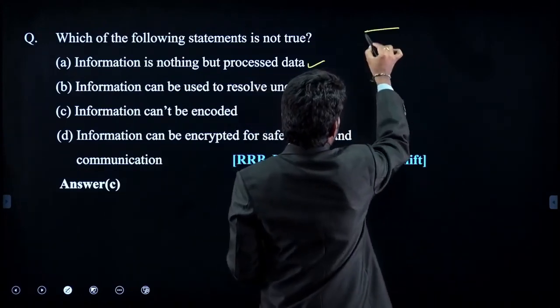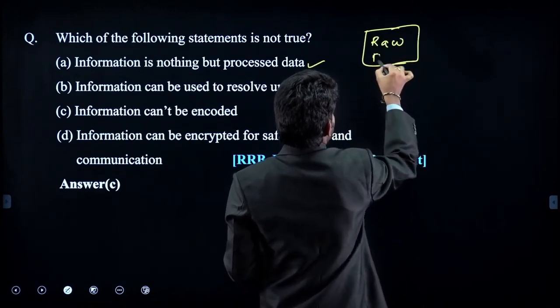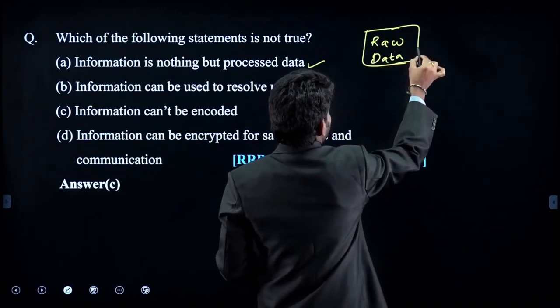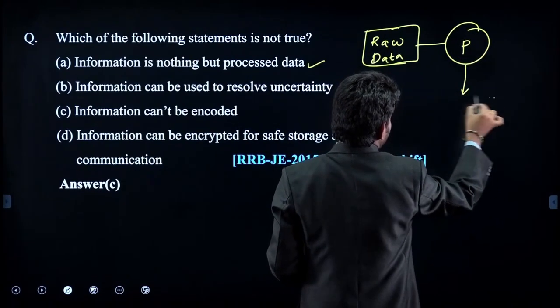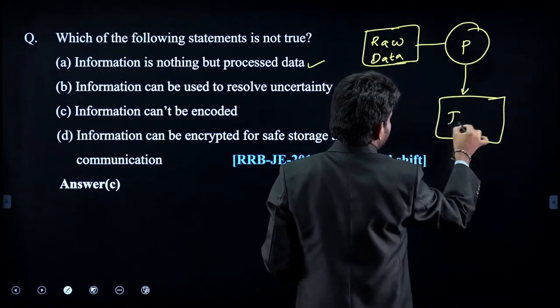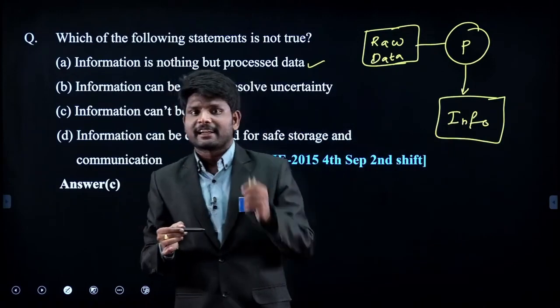Just understand this thing. We will collect some raw data. Then we will process that raw data and we will create some information. This is how we generate the information.